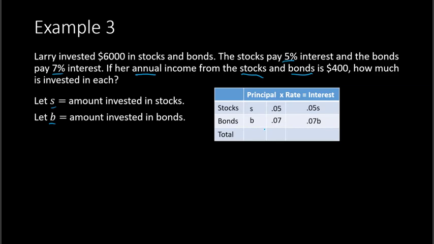And we also know the total. The total principal we are given to be 6,000. So you plug that in there. And then we also know the interest earned. The total interest earned is $400. That would go right here in the bottom right of this table.